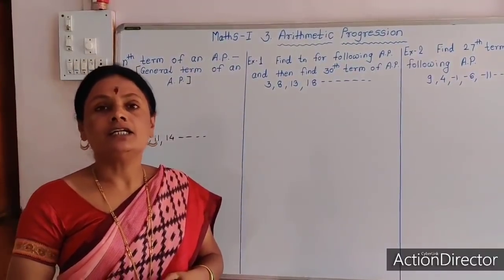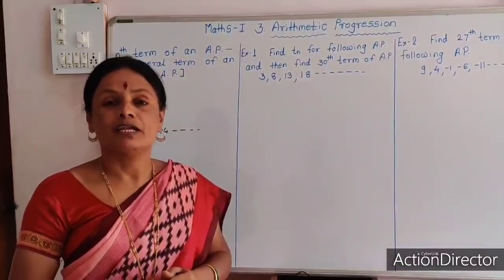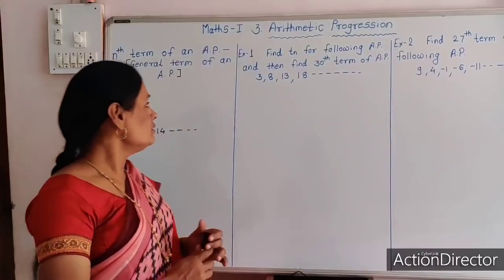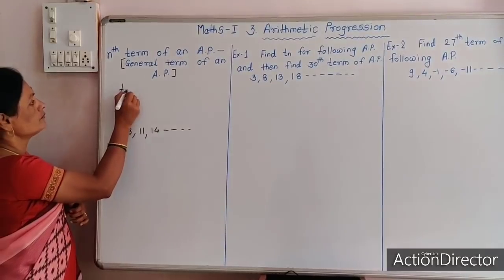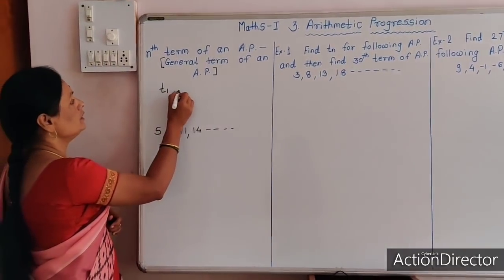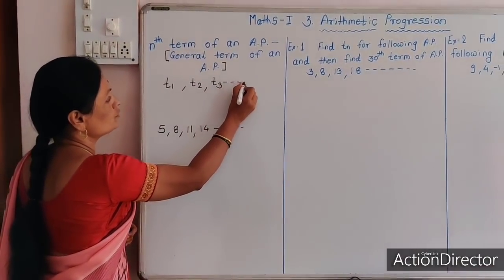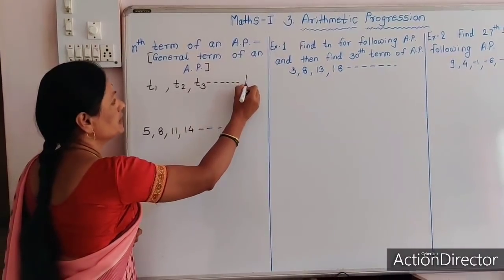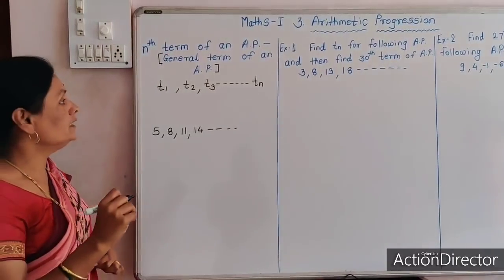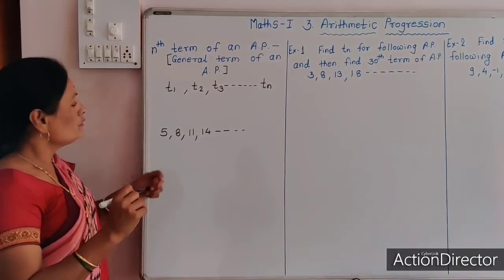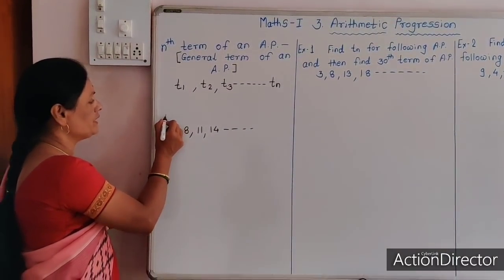The nth term of an AP means the general term of an AP, that is the last term, Tn. Now we know that T1 is the first term, T2 the second term, T3 the third term, and so on. The nth term is Tn, the general term. To find the formula of Tn, we take one sequence, one AP.